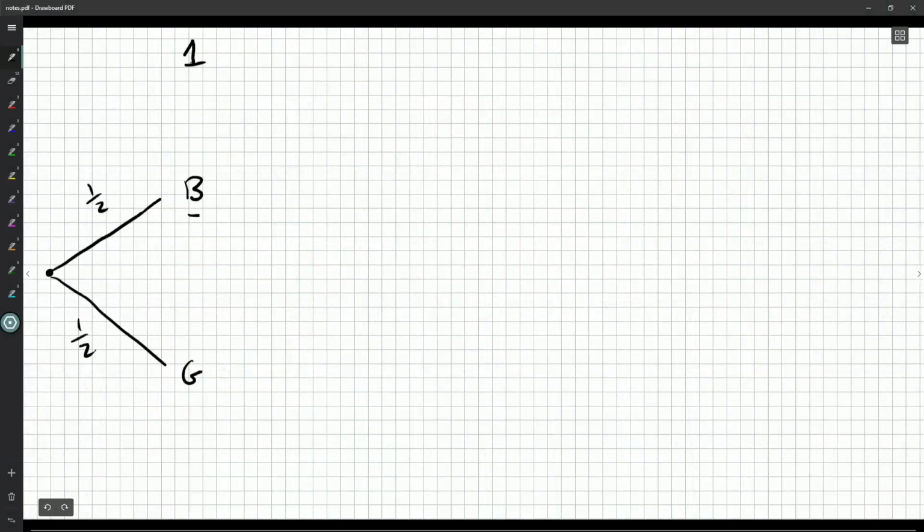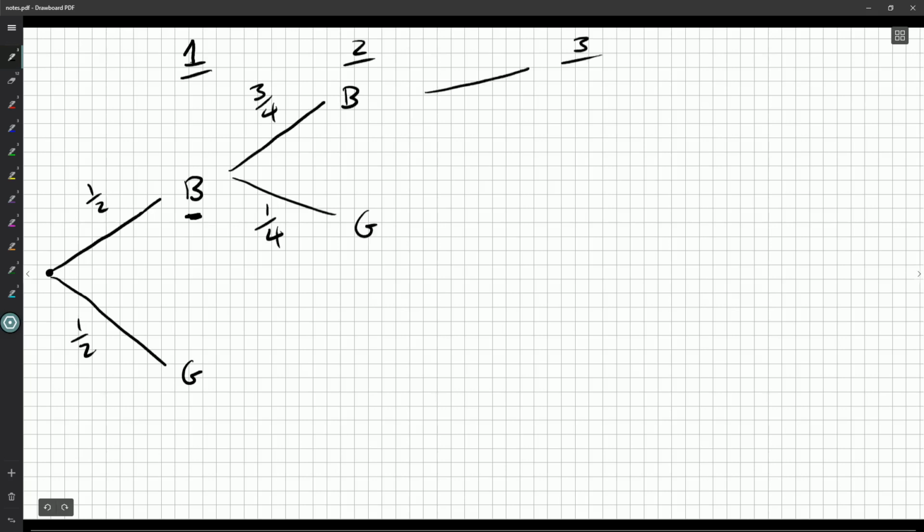Now, if I choose a black one, that gets moved to box 2. Now box 2 has 3 black and 1 gold. But again, I reach in, I could either pick out a black or gold. But 1/4 of them are gold, and 3 out of the 4 are black. And that's box 2. And then we're going to pick out for box 3.